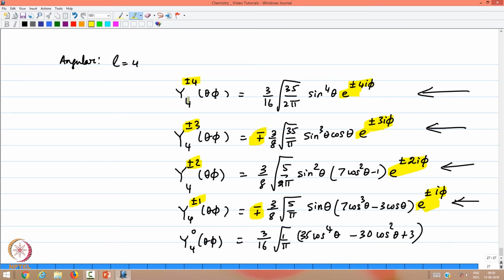And the other important thing is that every function in theta is a homogeneous 4th order polynomial. For example, sin raised to 4 theta, no problem. This is sin cube theta cos theta. So, the homogeneous order 4 in sin and cos theta.